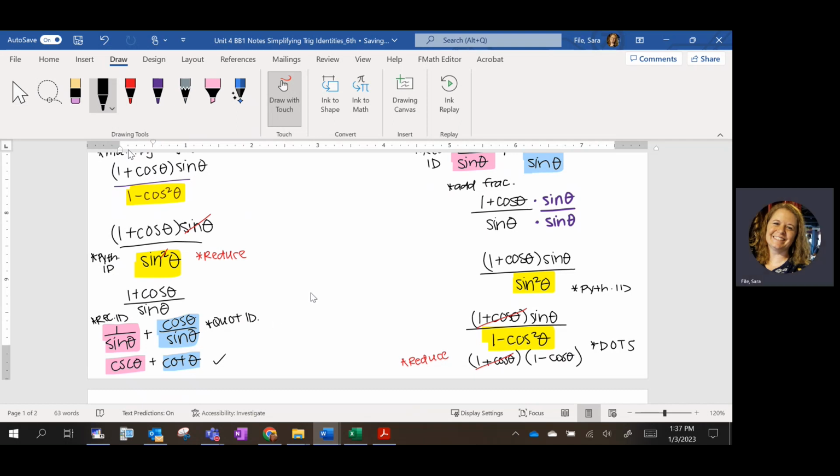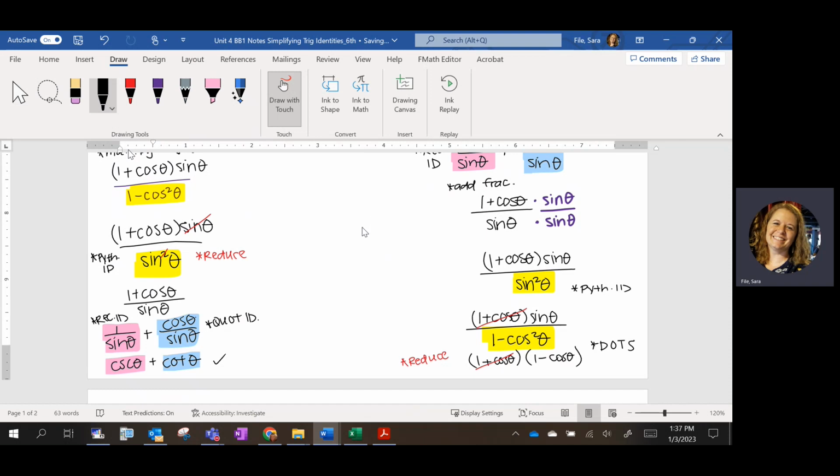This is what I could have done over here at this point when we decided to multiply by sine. Instead of doing that, I could have multiplied by 1 minus cosine. I could have multiplied by this conjugate, and it would have been kind of like the reverse of what I did over here. And that would have worked out as well. Y'all feel okay about those?